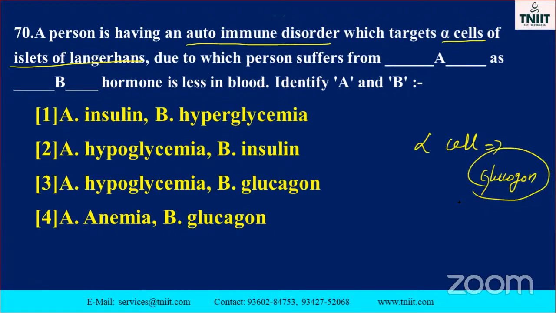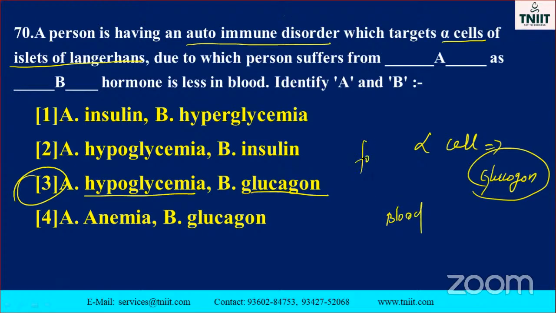Which one? Hypoglycemic effect or hyperglycemic effect? Okay, hypoglycemic effect. So see that glucagon comes. Automatically hypoglycemic. So the option is the third one. Okay, how will it be possible? Suppose, for example, take an example of blood.